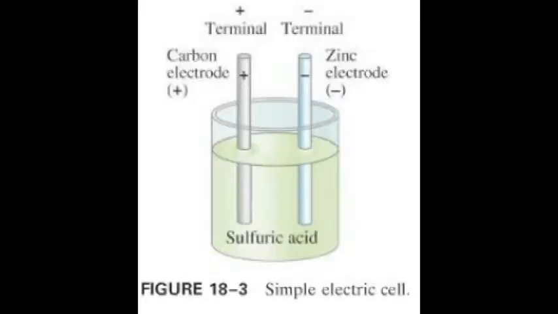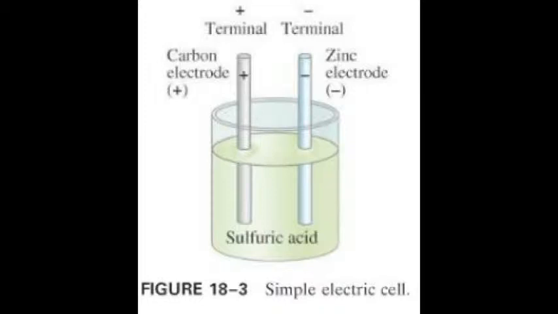Today millions of types of batteries exist, but the simplest model of one is shown right here. It consists of two dissimilar metals, which are the rods that we see right here, and these are called the electrodes. The electrodes are immersed in a solution called the electrolyte, in this case sulfuric acid. And this device is properly called an electric cell.